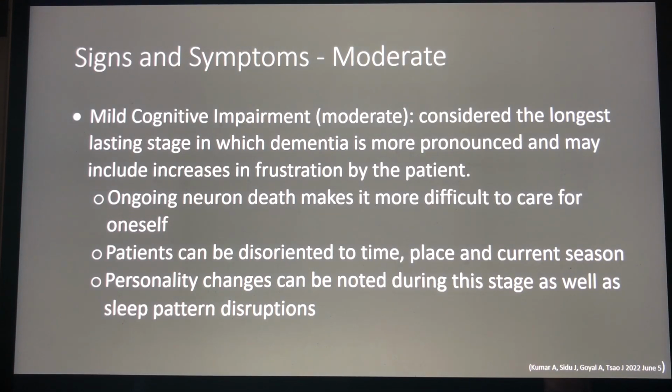Mild cognitive impairment, or moderate, is considered the longest lasting stage in which dementia is more pronounced and may include increases in frustration by the patient. This is due to ongoing neuron death, which makes it more difficult to care for themselves. Patients can also be disoriented to time, place, and the current season.